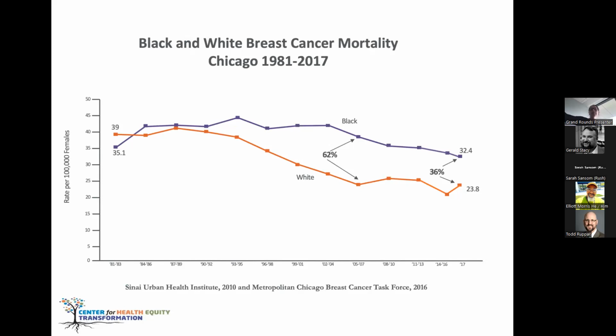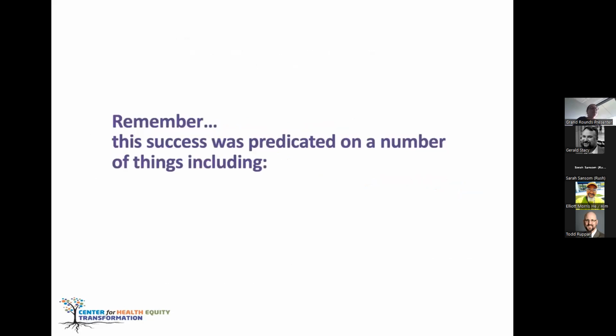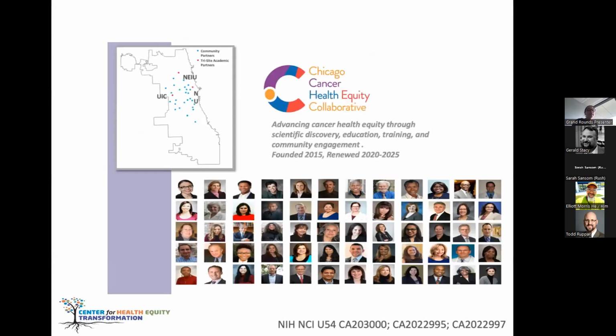And that stayed till right before the pandemic. We don't know very much about what happened in the pandemic, but we will see. This is still not good enough, at a 36% or so difference in mortality, but it's better than 62. But that success was predicated on a lot of things, right?